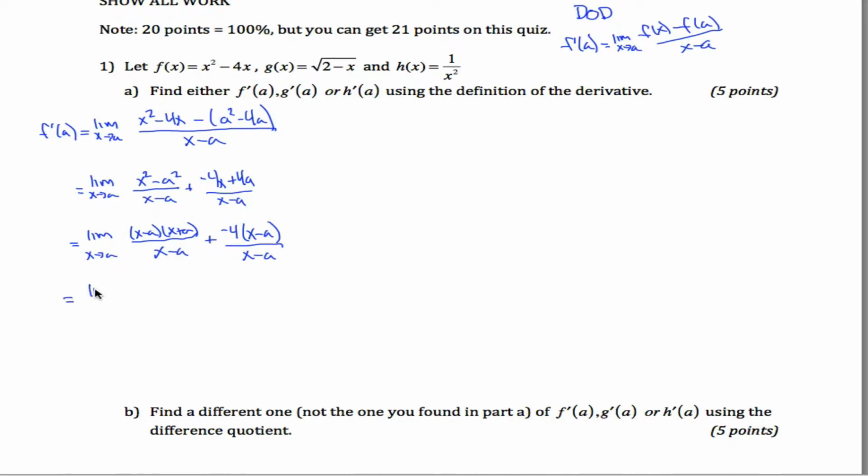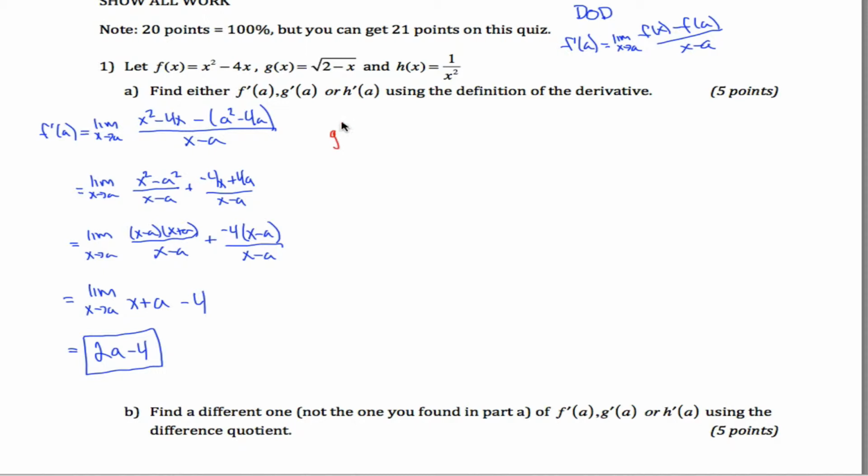So finally, I can say this is the limit as x approaches a of x plus a minus 4. And I can evaluate this limit and just change all the x's into a's, and I get that this is equal to a plus a minus 4. In other words, 2a minus 4. A third of the way done with the first part.